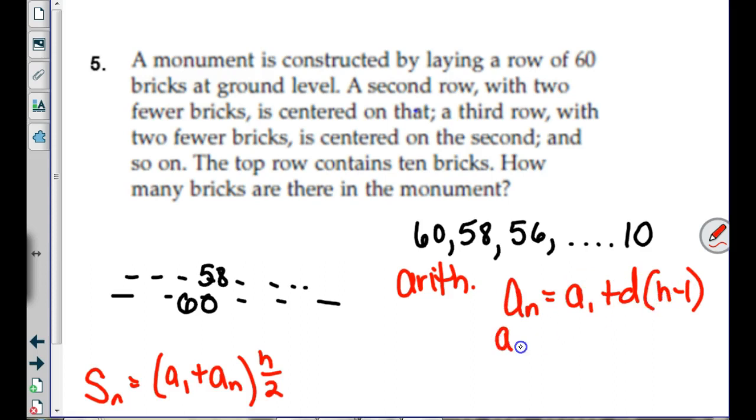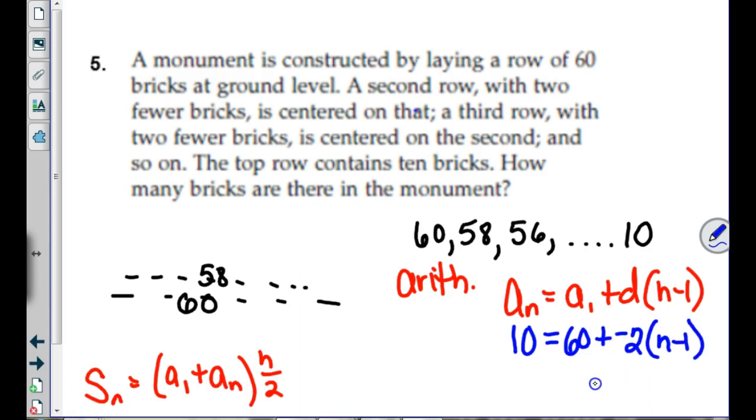The last term is what? Nope, 60 was the first term. So 10 is the last term. What's the first term? And the difference is -2. N minus 1 times... Okay, can you solve that?